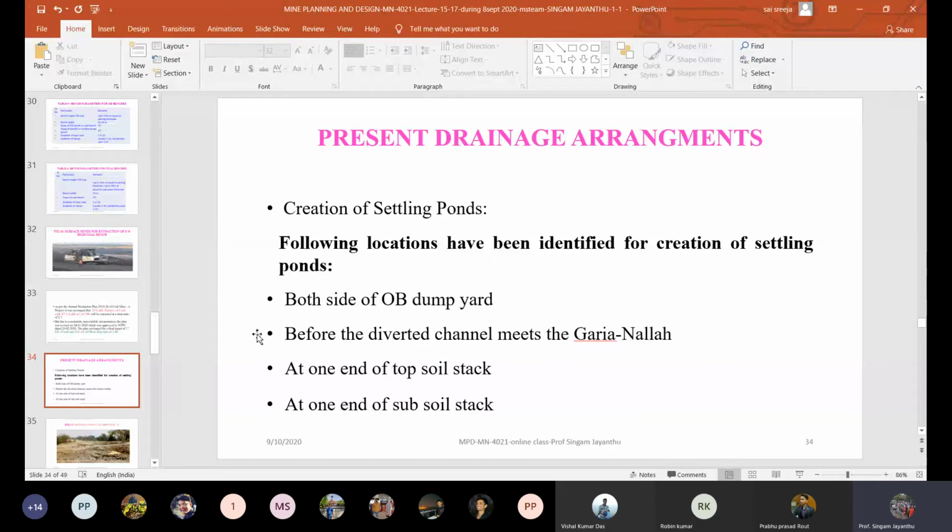Now, to present drainage arrangement, because this also requires so many other arrangements. Already I told you, water management and then all those things. As a part of it, drainage arrangements where both side of the overburden dump yard, this is supposed to be done, and this may appear very simple but very difficult to implement.